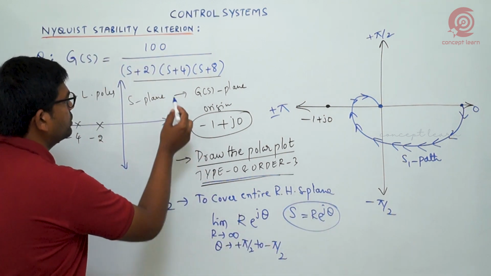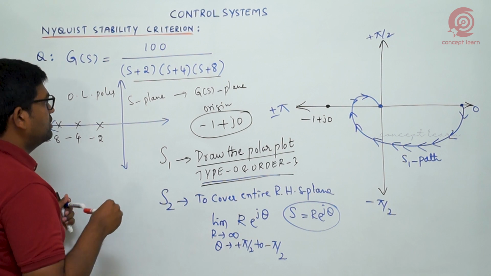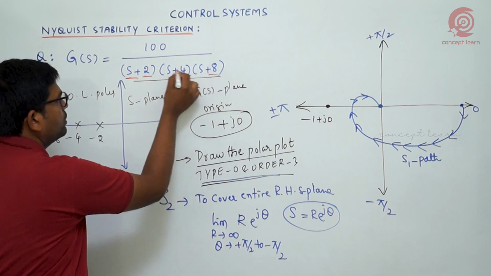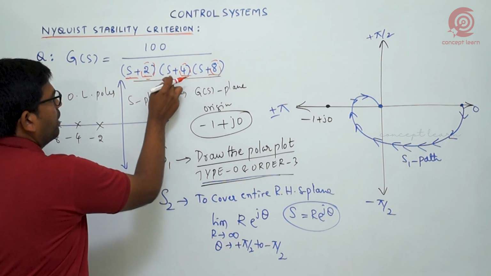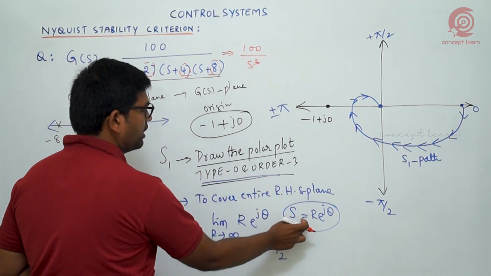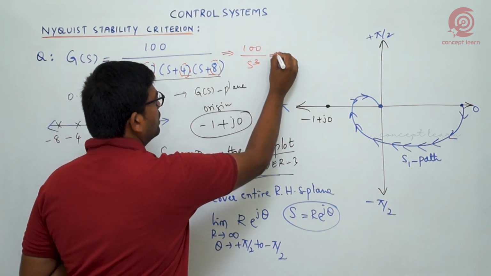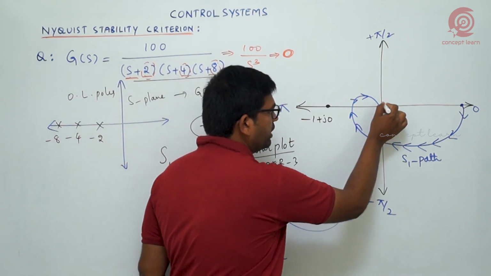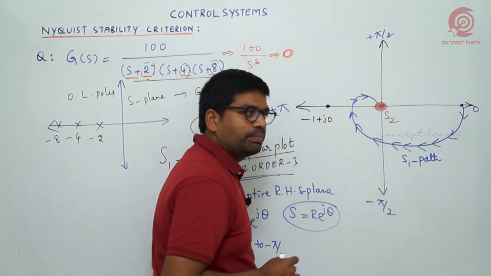So here when I substitute s = re^(jθ), what is happening here? r tends to infinity. For infinity, if you are adding 2, 4, 8, there is absolutely no effect of 2, 4, 8. So what we get here in the denominator is approximately s cube. S cube means re^(jθ) whole cube, but r tends to infinity, so something by infinity means we get 0. For the S2 part, we get mapping only at the origin. This is the S2 part.